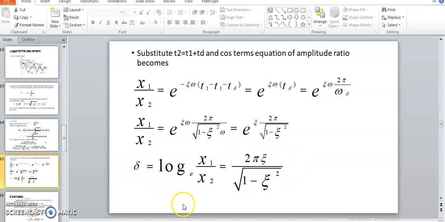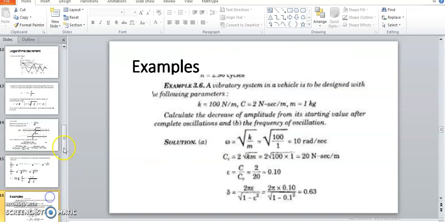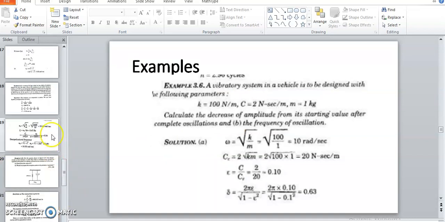Now there are some examples that are based on this formula and this terminology. We discuss some examples based on this logarithmic decrement.